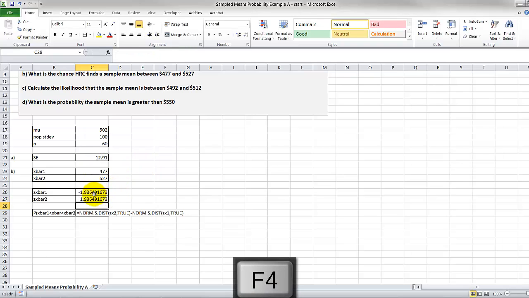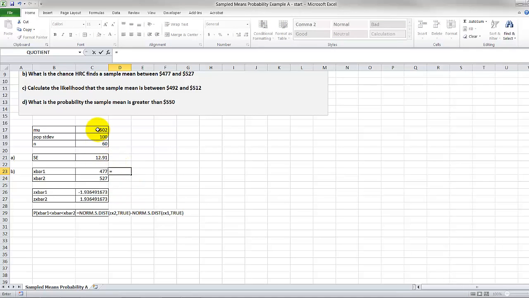So it happens to be that these are equally distributed away from the center. In other words, our center is 502. These happen to be equal distances away in magnitude from that center. In other words, if I took the difference 502 minus 477, we get 25. And if I take the difference 527 minus 502, we get 25 as well. So it makes sense that we're seeing standardized scores that are equal in magnitude. These are the little checks you've got to run in your head to assess the problem.